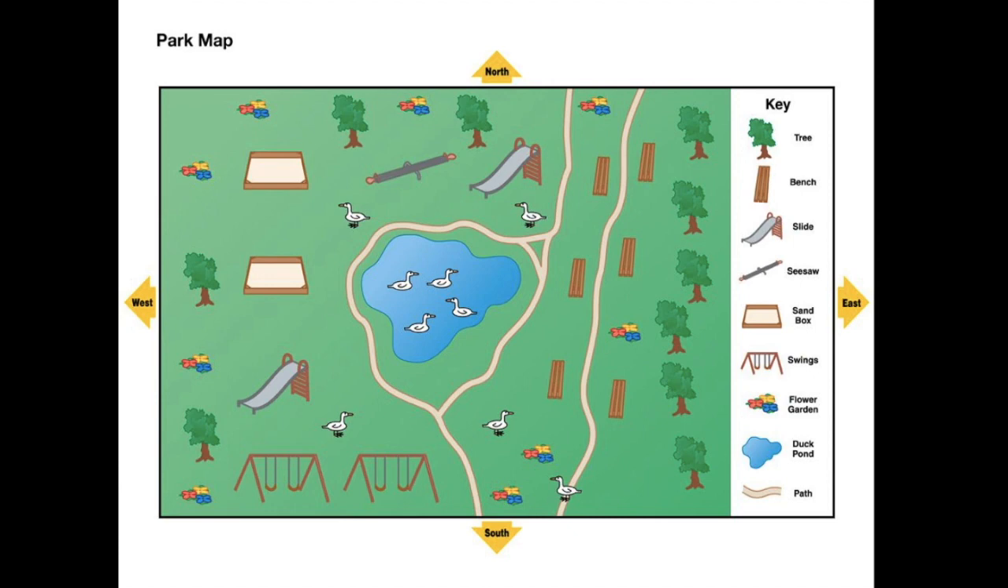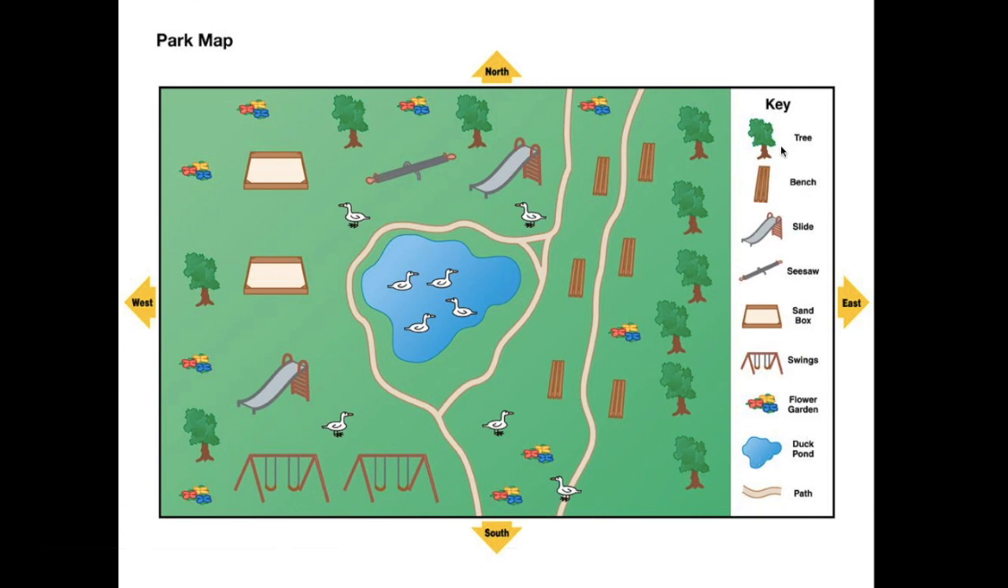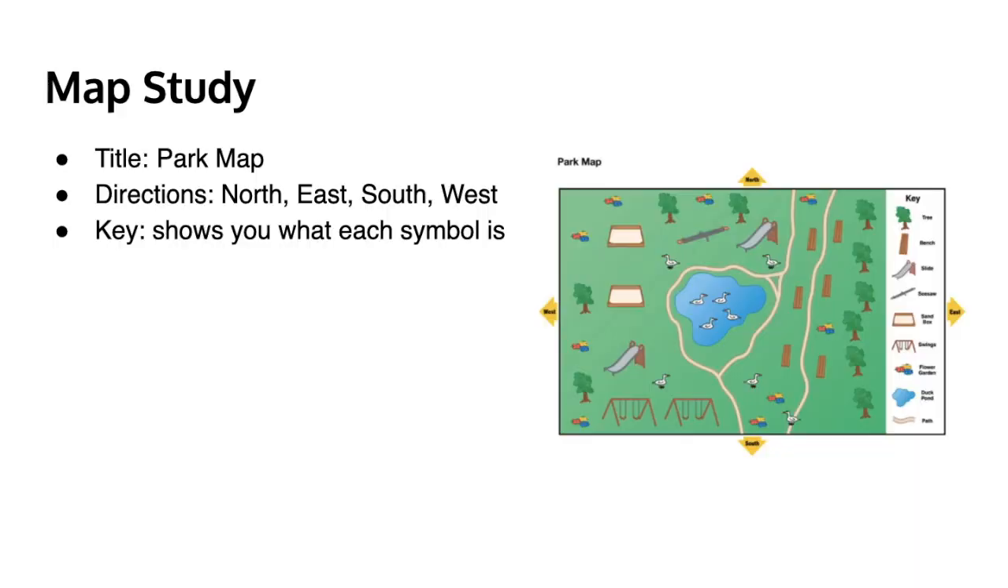You'll notice again that every good map has a title. Of course, this title isn't very specific. I would much rather see the name of the park and the directions and a key that tells us what each picture or symbol means. So if I had to label the different parts, the title is park map. The directions that are labeled are north, east, south, and west. And the key shows you what each symbol is.